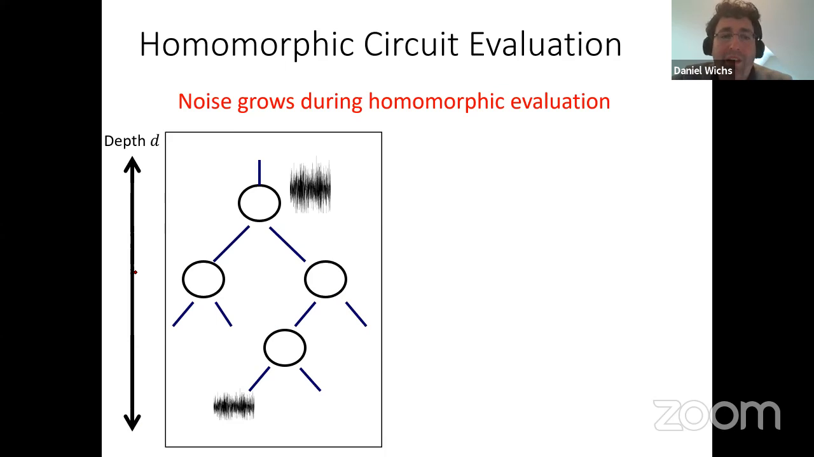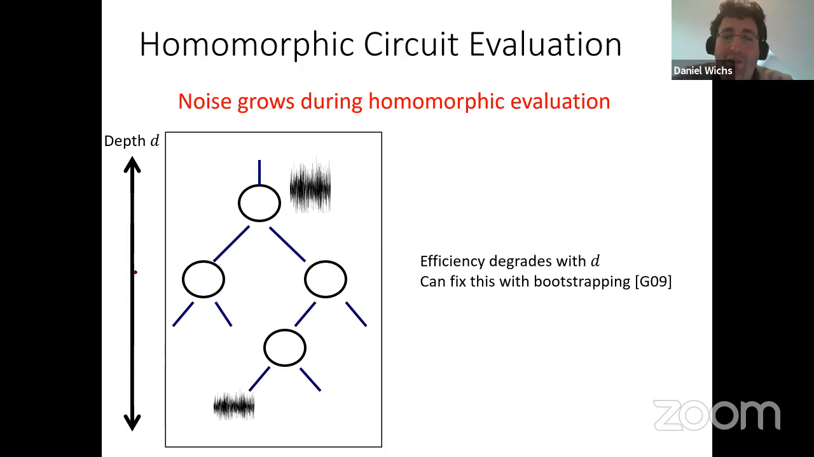You need to keep in mind that as I'm doing these operations, there's some noise in the ciphertext that I'm hiding, and this noise grows as you're doing computation on the ciphertext. And so in some sense, you have to choose your parameters. You have to choose your modulus to be large enough to handle the big noise that you get at the output level. So the efficiency here degrades with the depth of the circuit D, but it turns out you can fix this via bootstrapping.